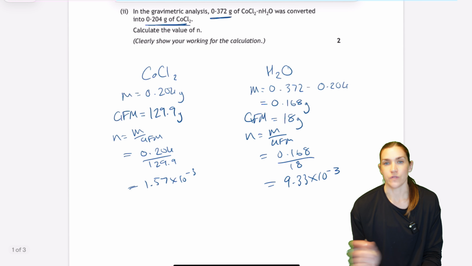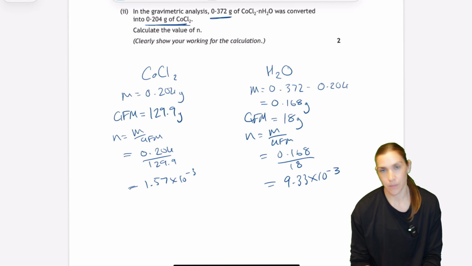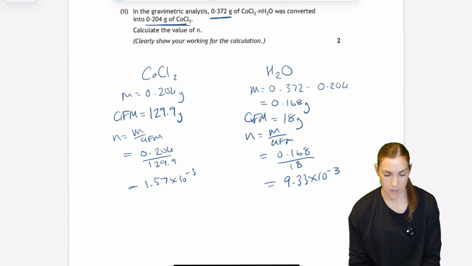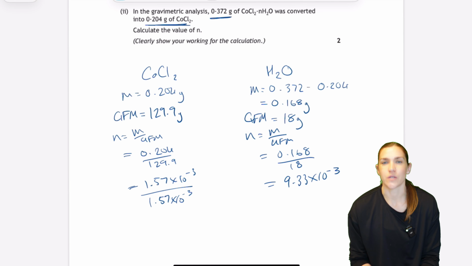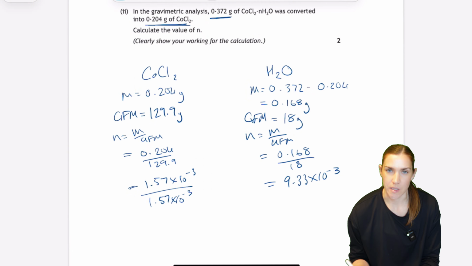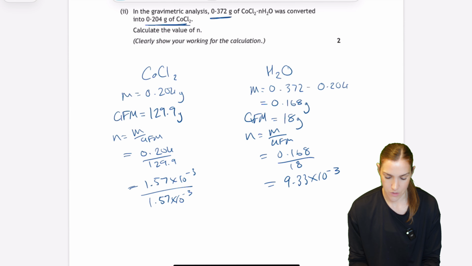Now we've got the number of moles of each, we're trying to turn that into a whole number ratio. The easiest way to work out a whole number ratio is to divide all the numbers you've got by the smallest number. This is the thing you would do when you're doing empirical formula as well. Our smallest number is the 1.57 times 10 to the minus 3. In these questions, your smallest number should always be the number of moles of the dehydrated salt. If it's not, something might have gone wrong.